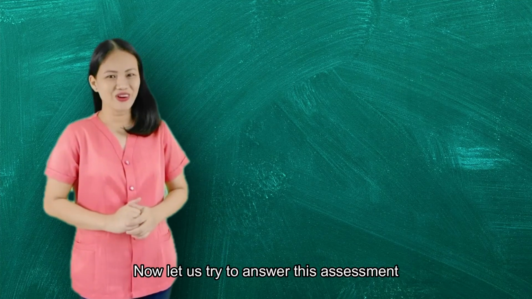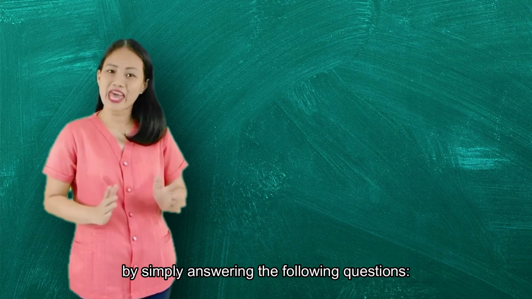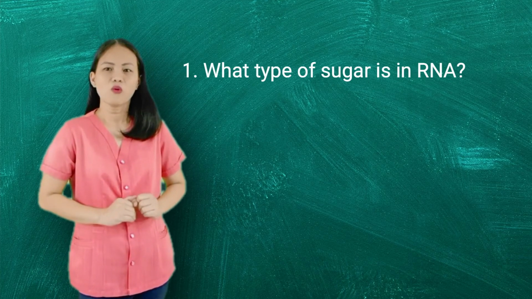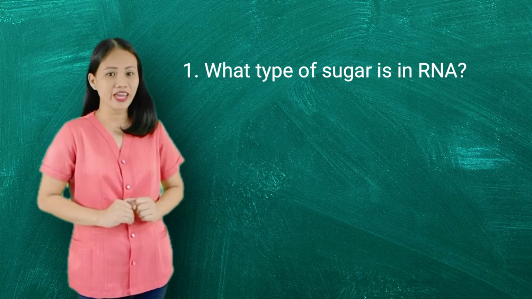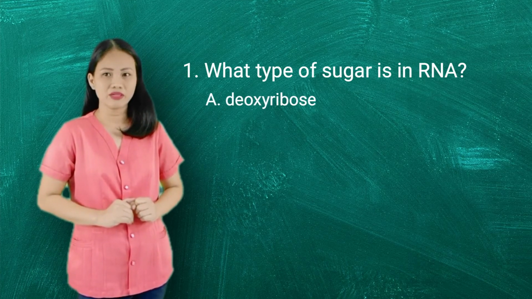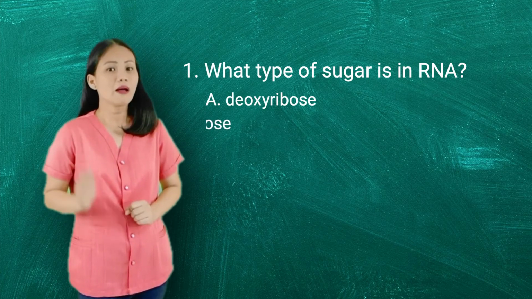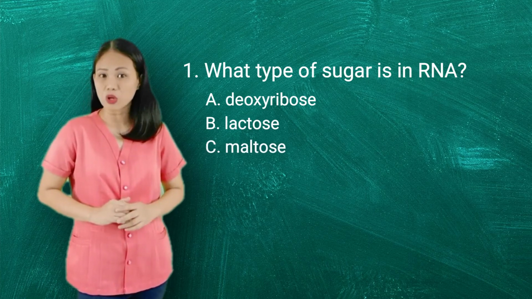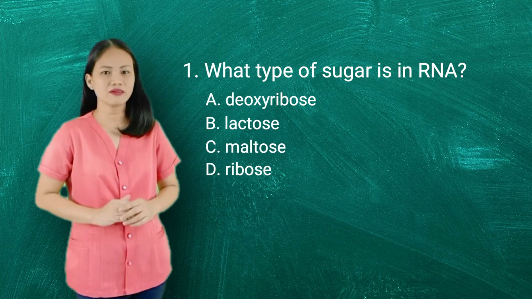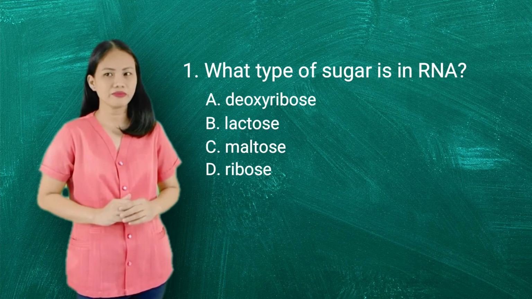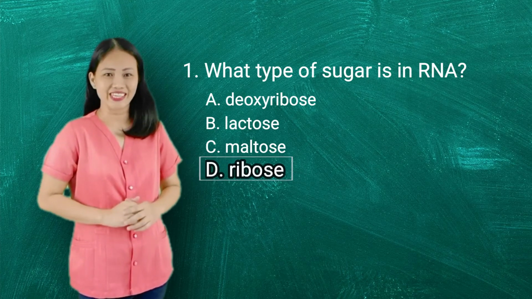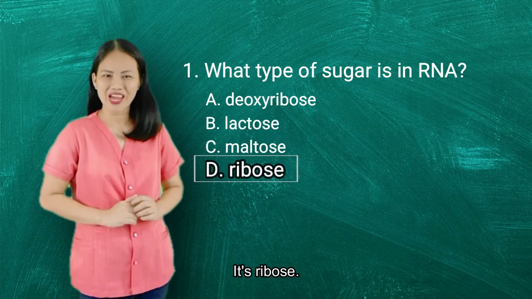Now, let us try to answer this assessment by simply answering the following questions. Number 1. What type of sugar is in RNA? A. Deoxyribose. B. Lactose. C. Maltose. Letter D. Ribose. The correct answer is D. Very good. It's ribose.